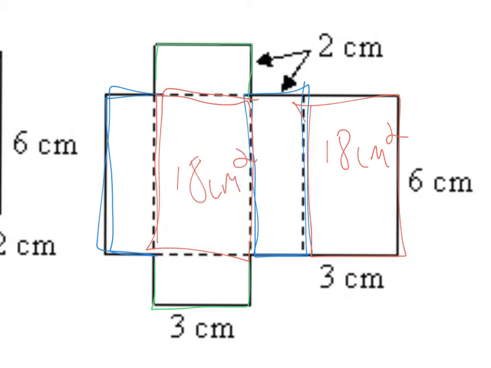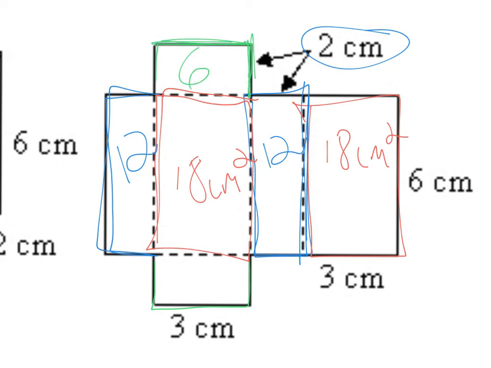Let's go with the blue box. We know the blue is going to be 2, because this right here tells us it's 2, and then the height is going to be 6. So we have 2 times 6, which is 12 centimeters squared. The green boxes are going to be 2 going up and 3 going across, which is 6 and 6.